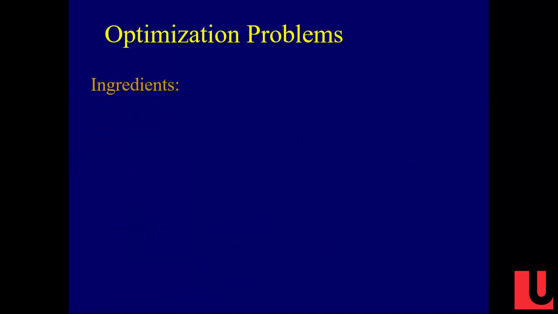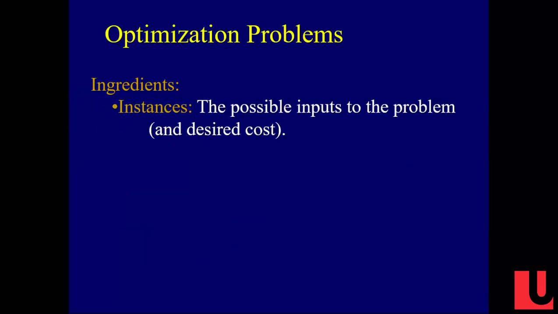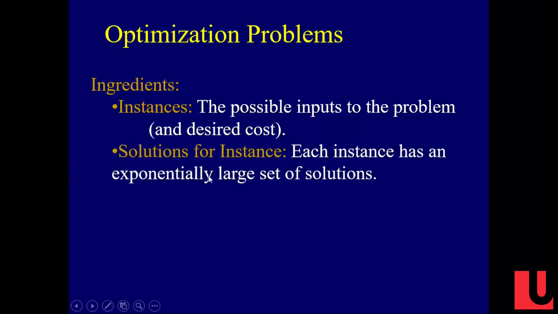All right, what is an optimization problem? You're given an instance, maybe a desired cost. The desired cost is how few conflicts you are willing to tolerate in your schedule. This is addressing what he was talking about. And then for the instance, there's an exponentially large set of possible solutions.